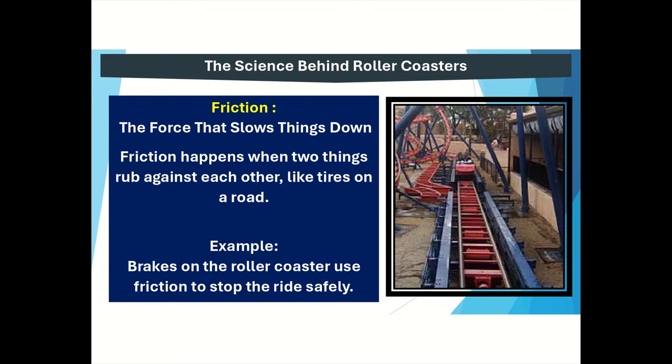The science behind roller coasters. Friction, the force that slows things down. Friction happens when two things rub against each other, like tires on a road. Example: brakes on the roller coaster use friction to stop the ride safely.